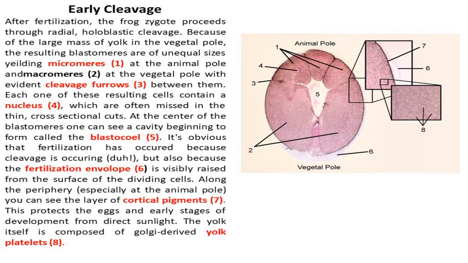So here you can see the 8-cell stage morula of the frog embryo. The cells which are present at the animal pole are known as micromeres. The cells which are present at the vegetal pole are big in size, containing the yolk, and are known as macromeres.